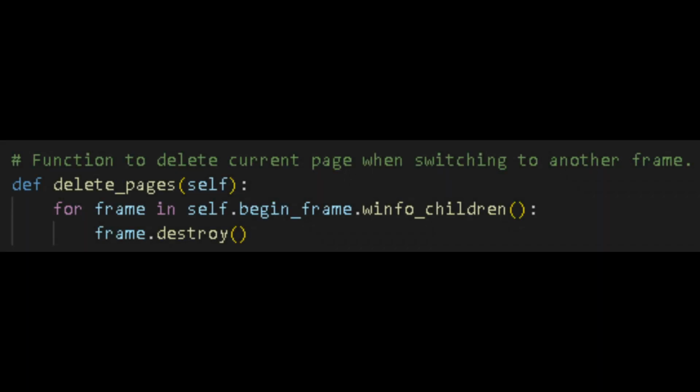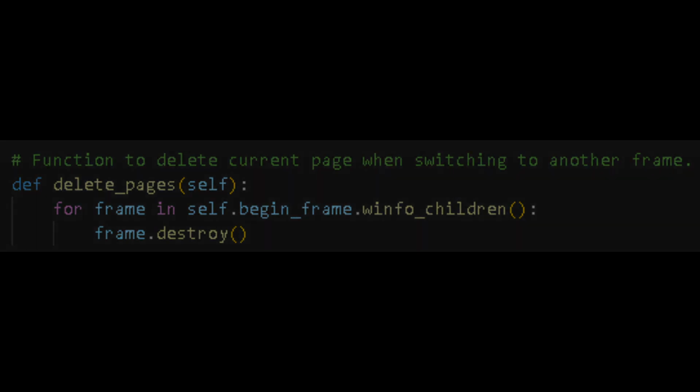The second key feature is frame switching. Its function is to delete the current page when the user is navigating to another page. This feature was implemented to allow the application to support multiple pages.